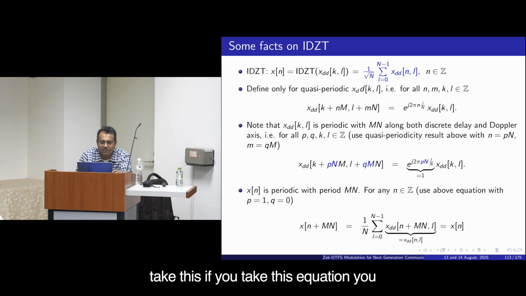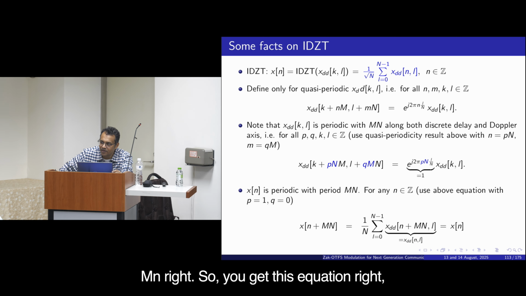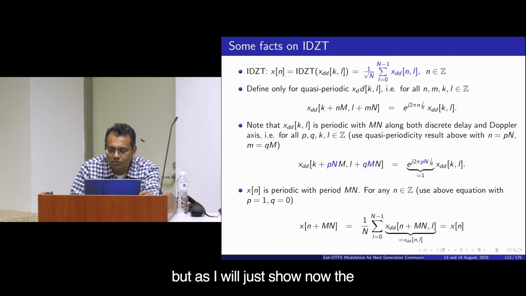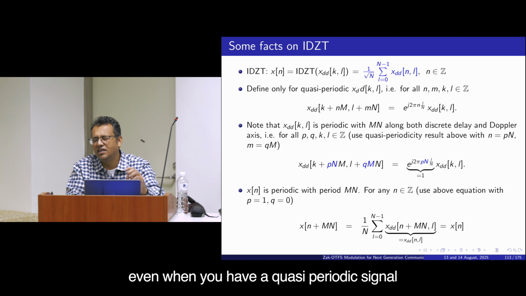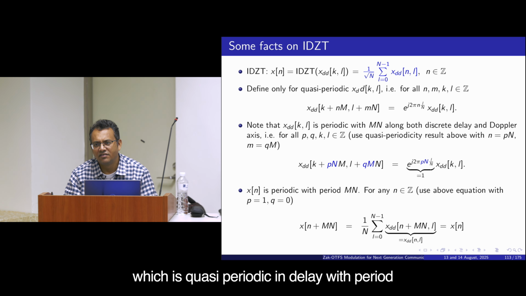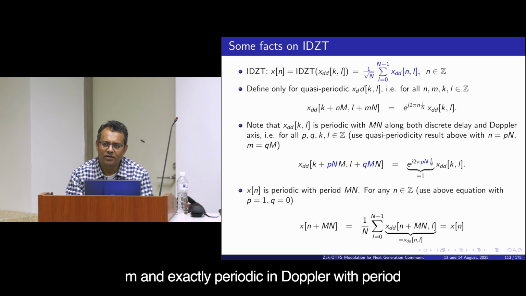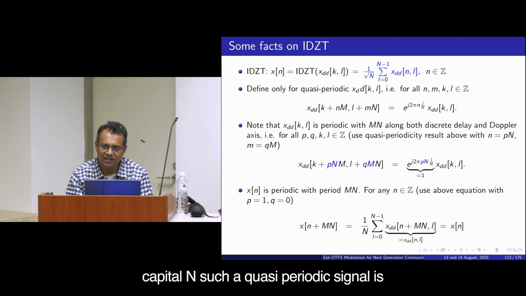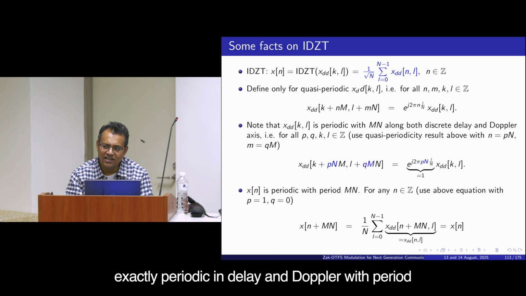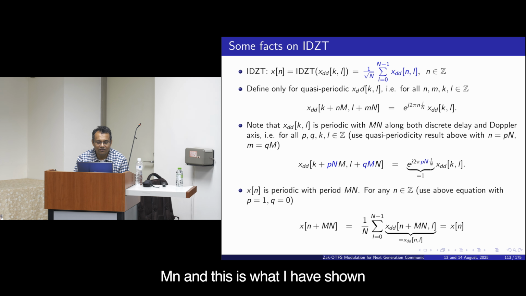If you take this equation, you replace this n with n plus MN, then you have to replace this with n plus MN, right. So, you get this equation. But as I will just show now, even when you have a quasi periodic signal, which is quasi periodic in delay with period M and exactly periodic in Doppler with period capital N, such a quasi periodic signal is exactly periodic in delay and Doppler with period MN, and this is what I have shown here.